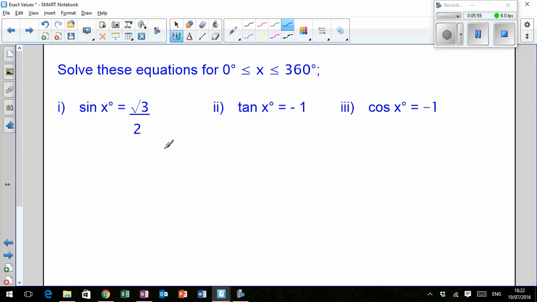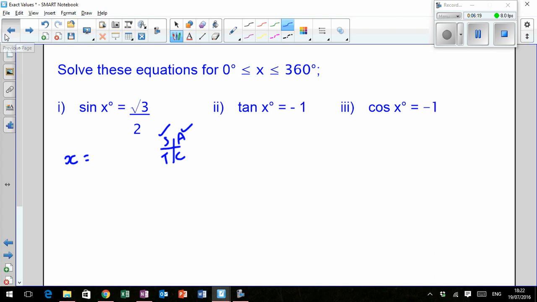For root 3 over 2, your exact value, going back to your triangles, we're looking at sine, so root 3 over 2, you want this to be the opposite, so that's 60, and hypotenuse is going to be 2, so it's going to be 60 degrees, and in the second quadrant, 120 degrees.